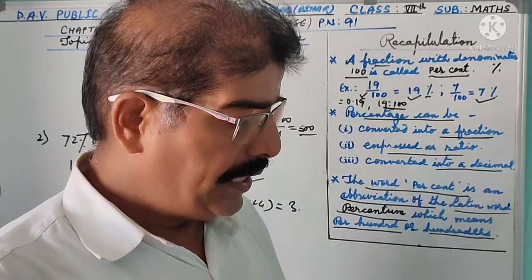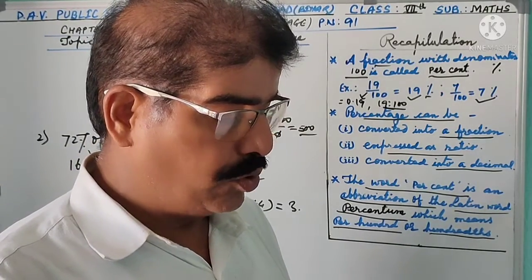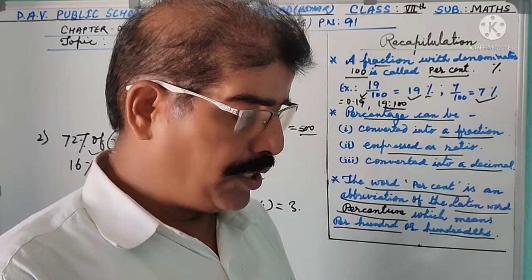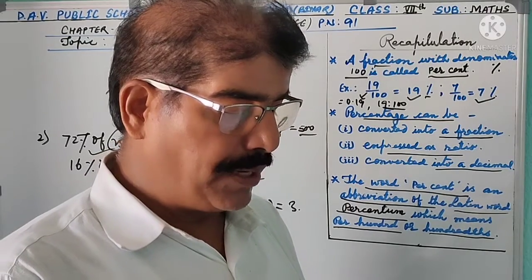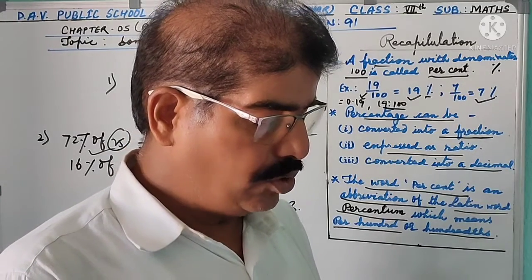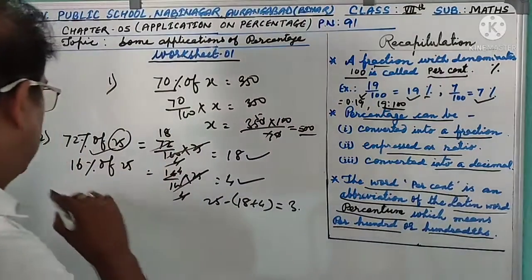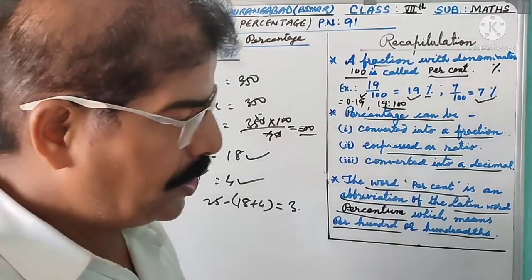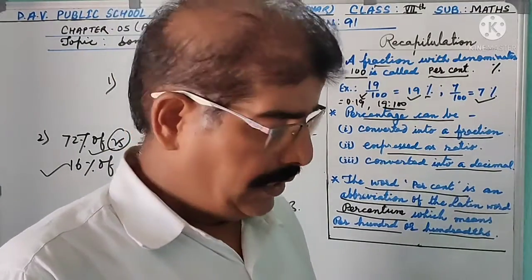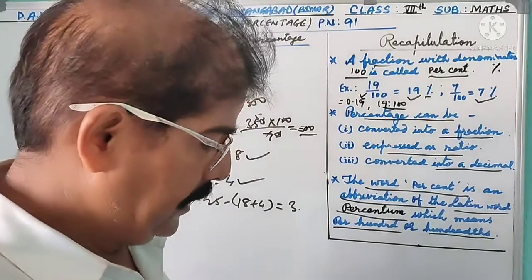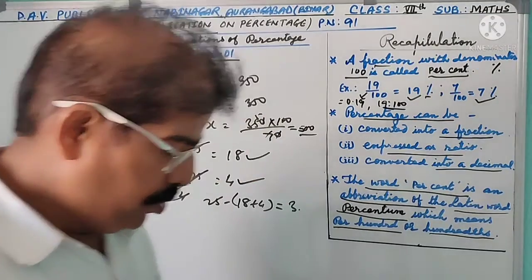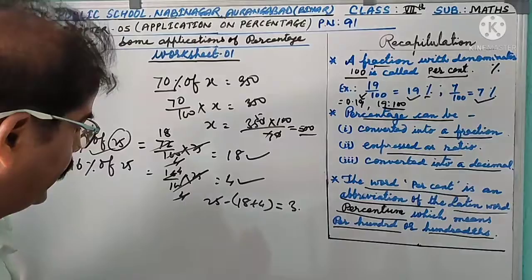And third example, during a blood donation camp in a school, 60% of the total students donated blood. If the number of students who did not donate blood was 480, find the total number of students in the school. So same process as example 2. So dear students, you solve example 3 yourself, and your today's class is over, and your homework is to do page number 92 and 93.